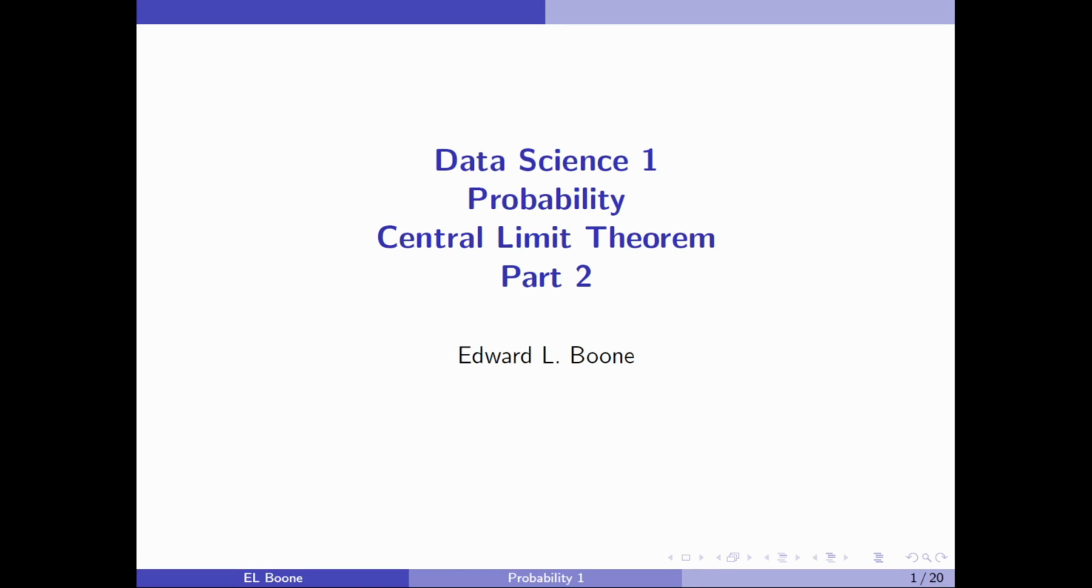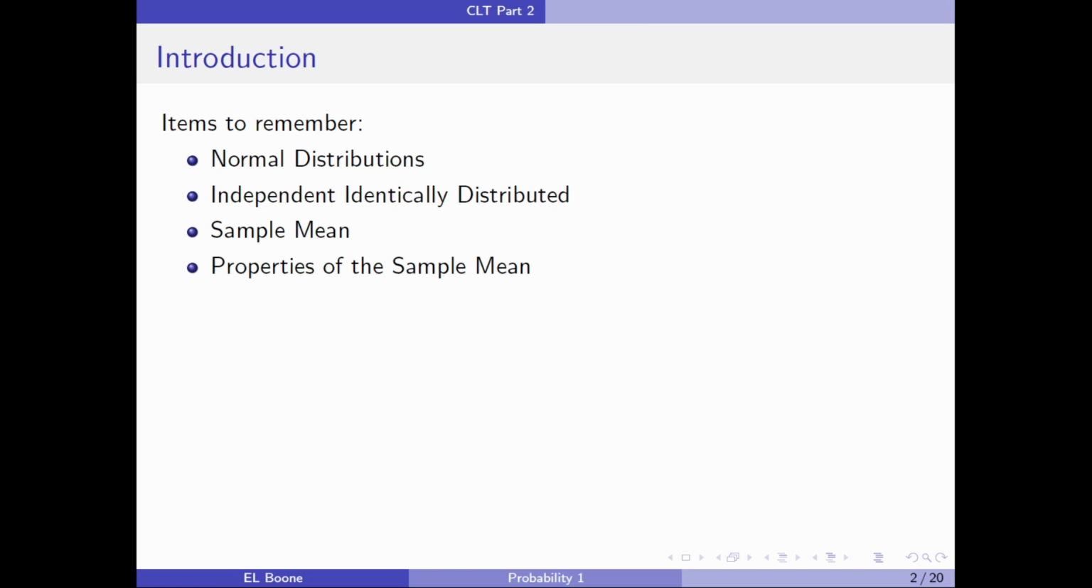Welcome to Data Science 1, Probability, Central Limit Theorem, Part 2. Things we're going to need to know are the normal distribution, independent, identically distributed, sample mean, and properties of the sample mean.